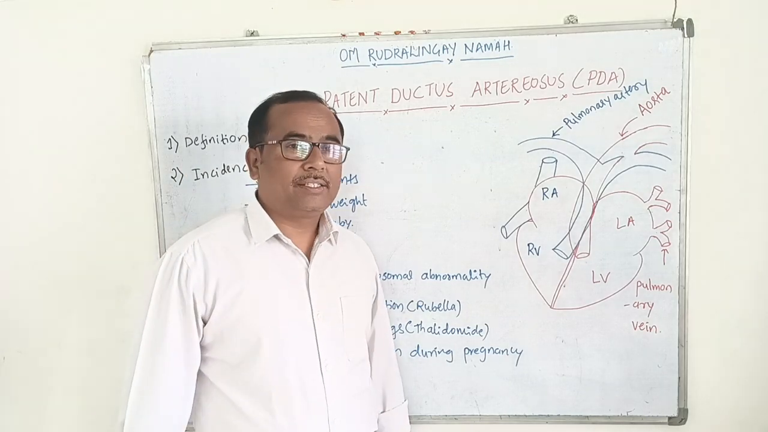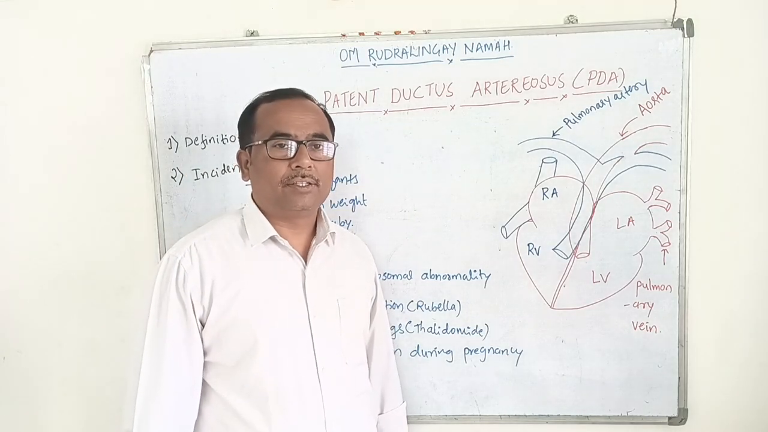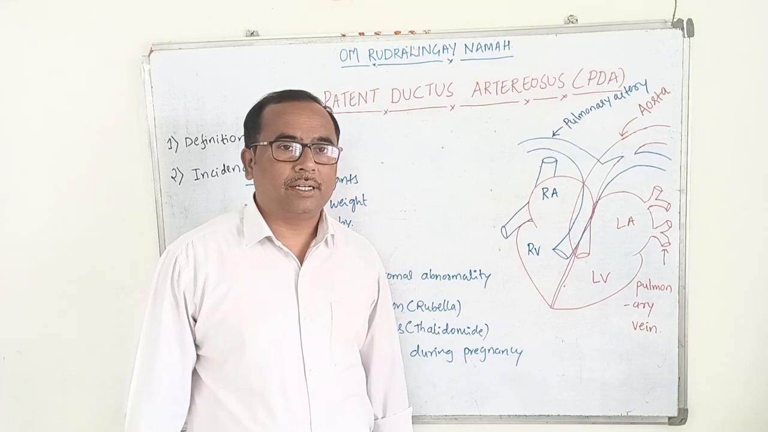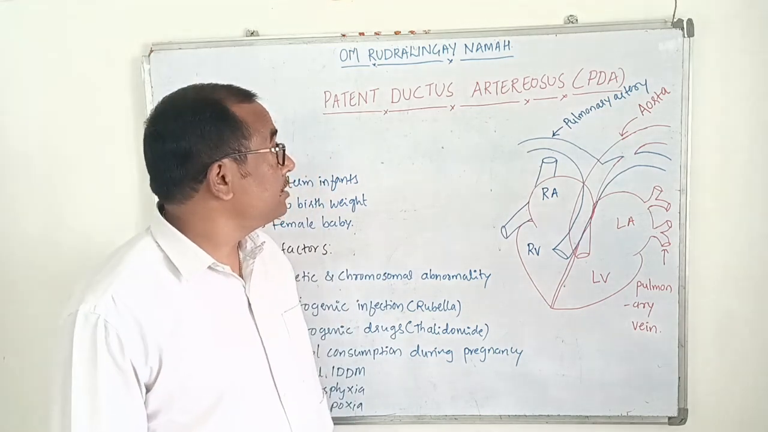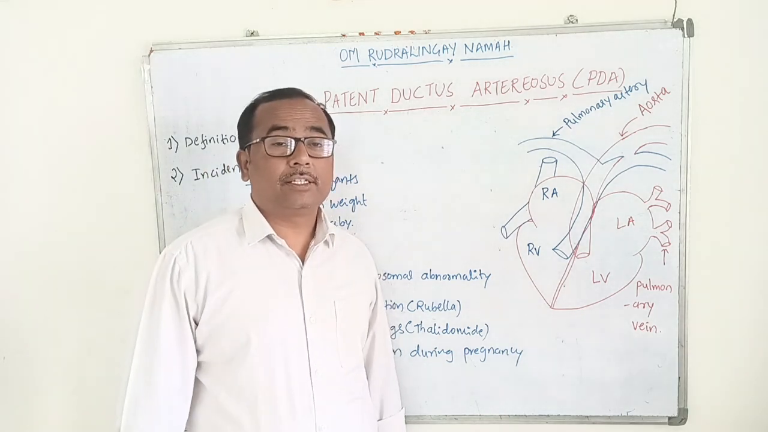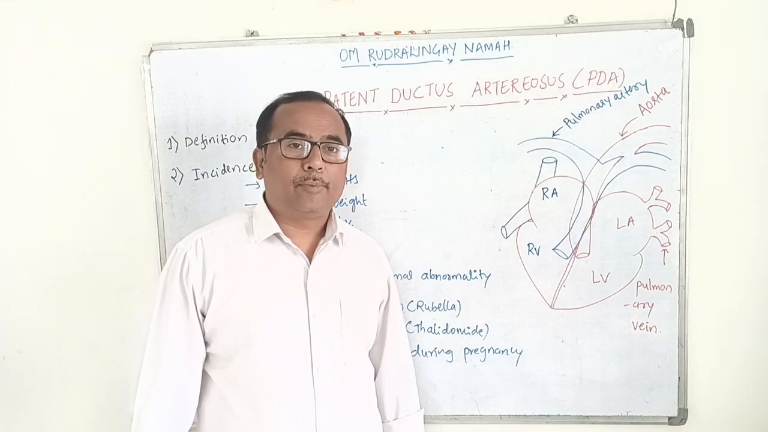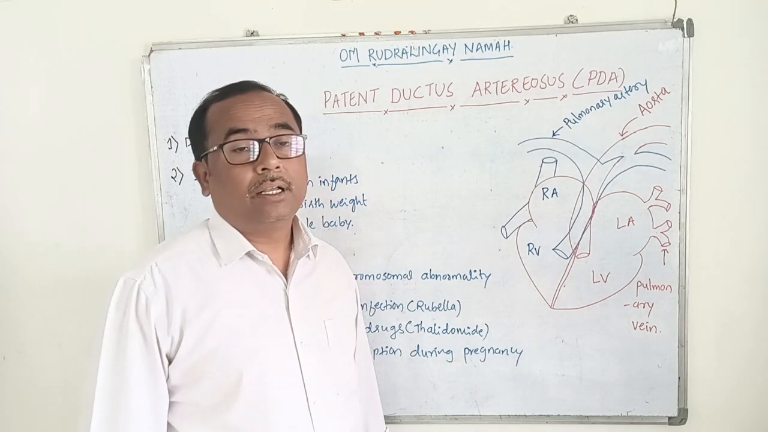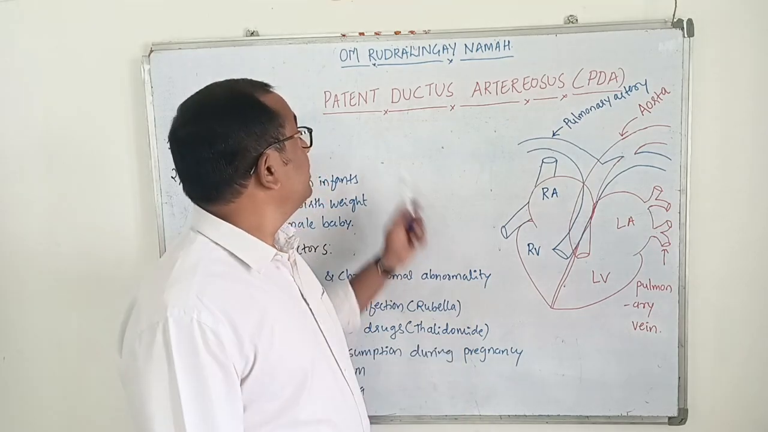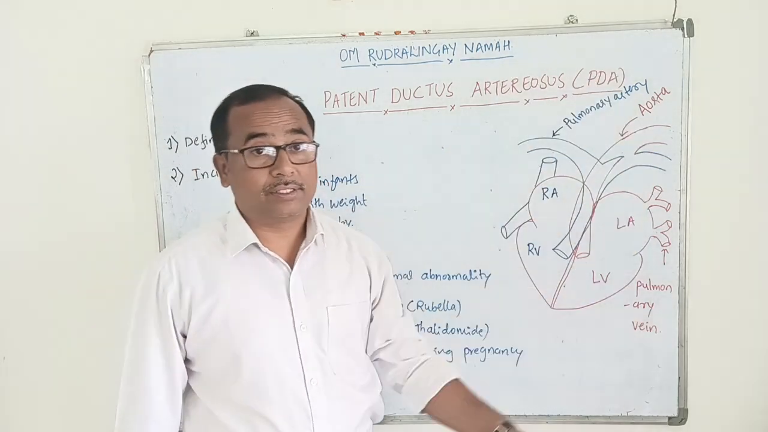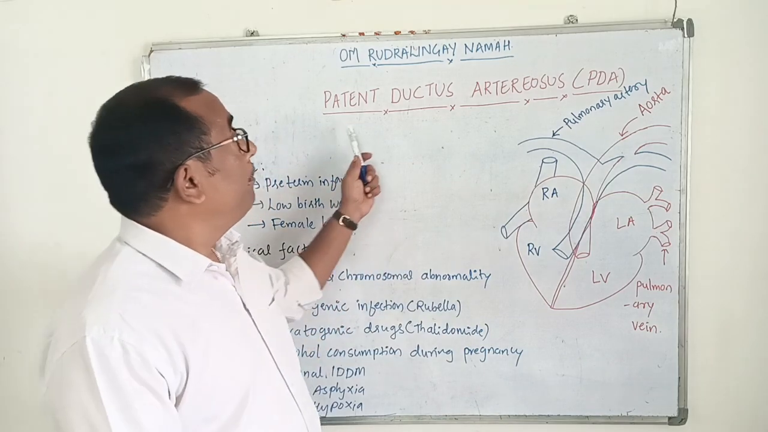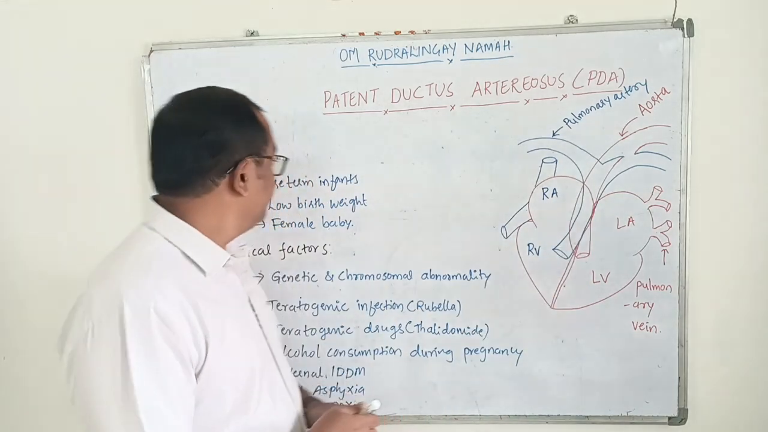So we are discussing congenital heart disorders. I have already started with the acyanotic congenital heart disorders. In that, we have already discussed atrial septal defect and ventricular septal defect. So today I am going to discuss the third acyanotic congenital heart disease, that is patent ductus arteriosus. Okay, so let's discuss patent ductus arteriosus.